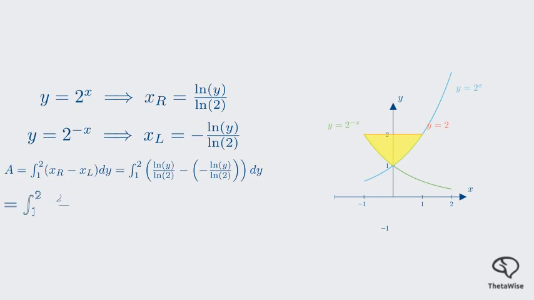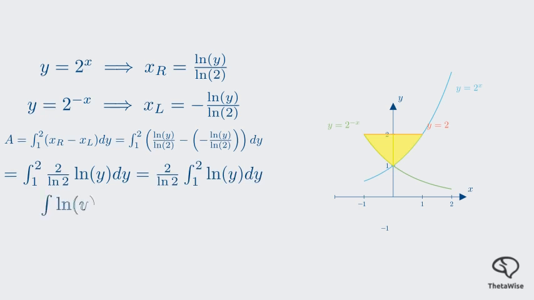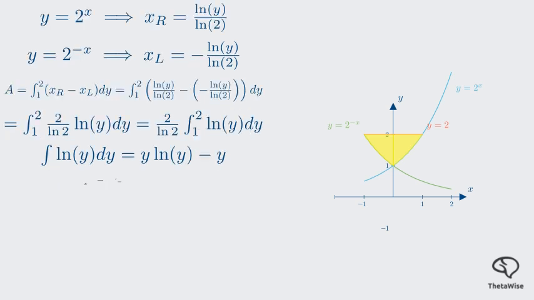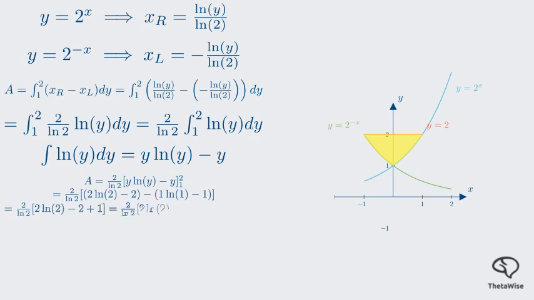Notice that subtracting a negative becomes a positive, so the area is the integral of 2 times log y, all over log 2. We need the antiderivative of natural log of y. This is a common result from integration by parts. The integral of natural log of y dy is y times log y minus y. Plugging this in and evaluating at our limits gives us approximately 1.155 square units.